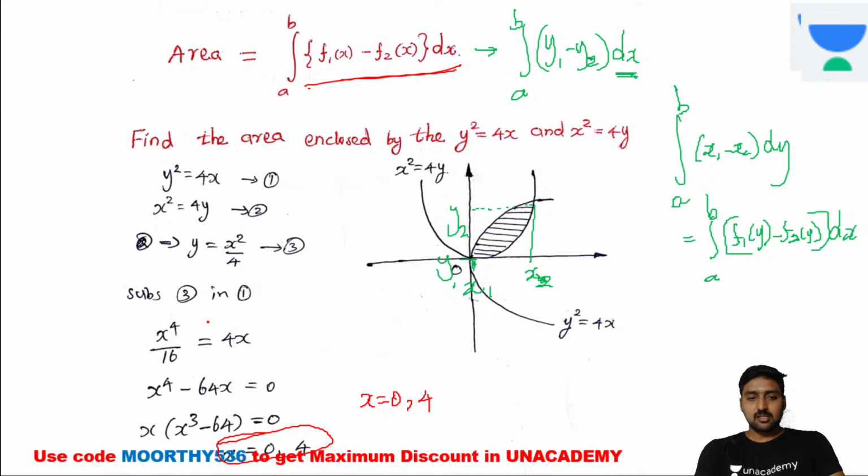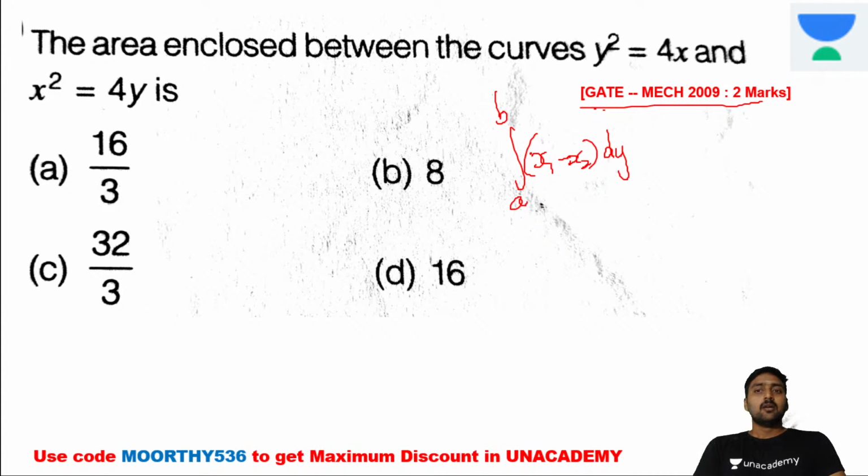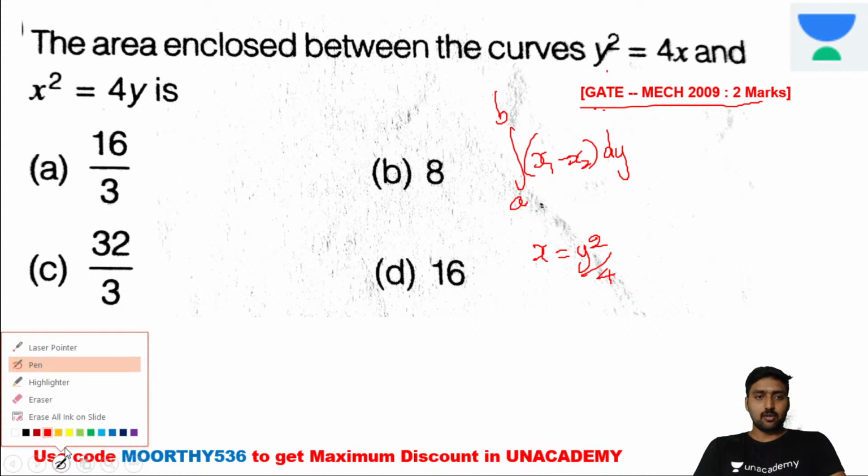Now I will solve the same problem with y, so you will get the clarification on both methods. In case we are taking y, the formula is the integral from a to b of (x1 minus x2) dy. Now in terms of y, we are going to substitute. From the first equation, x is equal to y square divided by 4. Is it clear now?